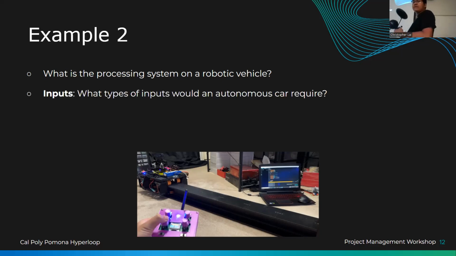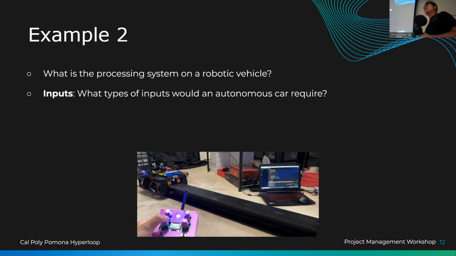For an input, what type of inputs would an autonomous car require? In this case, we're talking about things like a controller input, although that's manual, or if you want fully autonomous systems, you would have things like LiDARs, IMUs, ultrasonic sensors, as you can see this one on here, or maybe IR sensors, things that can basically give the robot an understanding of where it is in time and space.